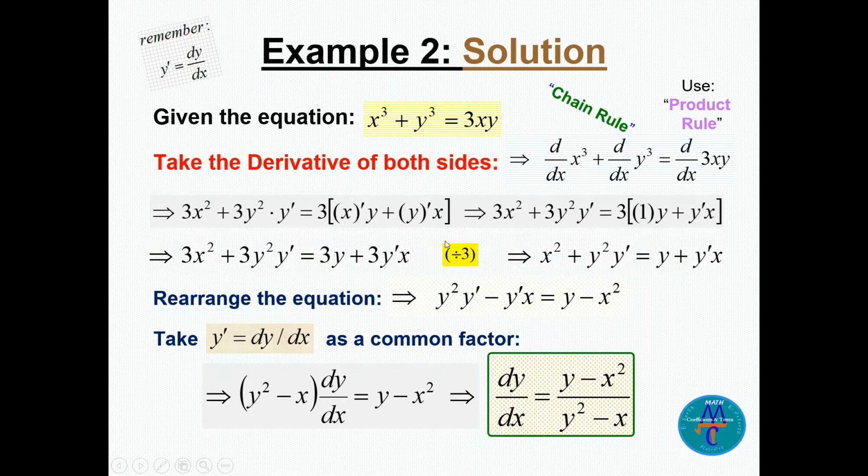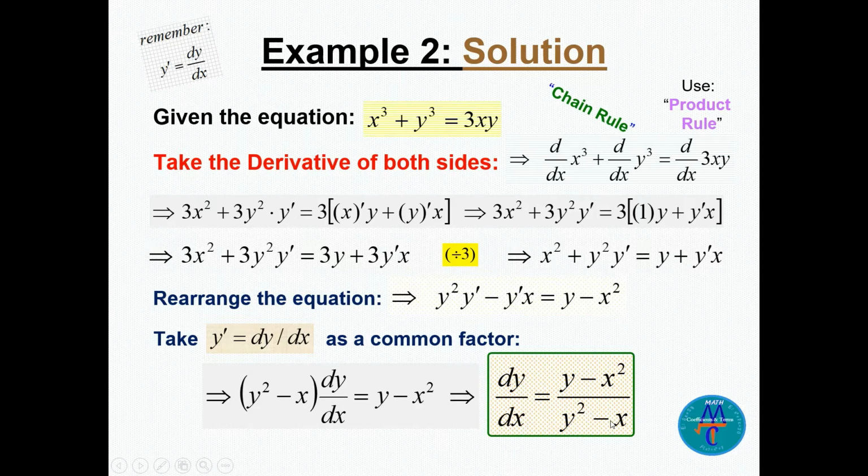Now divide by 3 here and rearrange it. 3x squared plus 3y squared y prime is equal to 3y plus 3y prime x. Divide the whole equation by 3 just to make it simple. You get x squared plus y squared y prime is equal to y plus y prime x. Rearrange it, meaning put all y primes on one side. See, y squared y prime minus y prime x. Take the other term to the other side, it becomes y minus x squared. Take y prime as a common factor, and you can write y prime as also, as I said, dy over dx. Then you divide by this quantity. The derivative becomes y minus x squared divided by y squared minus x.